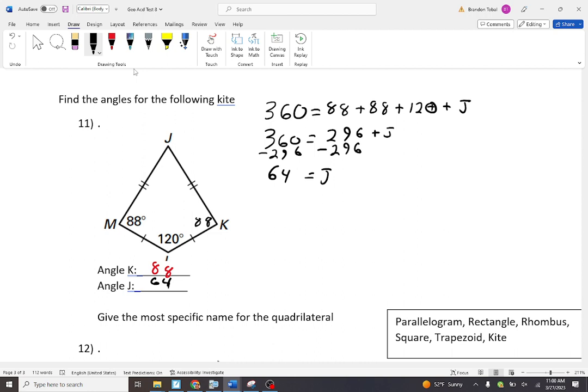Wait, where'd you get 296? You see it now, Gabby? Okay. You could also do 360 minus 88, then minus 88, then minus 120. You could do it piece by piece. That's also okay.